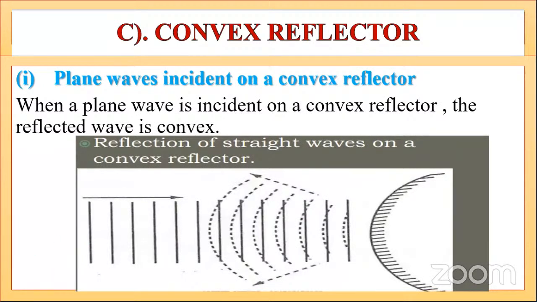I already told you that. When a plane wave is incident on any curved reflector, it will be forced to take the shape of that reflector. We saw a plane wave on a concave reflector. It was forced to take the shape of the concave reflector. And here is the plane wave incident on a convex reflector, and it is taking the shape of the reflector.